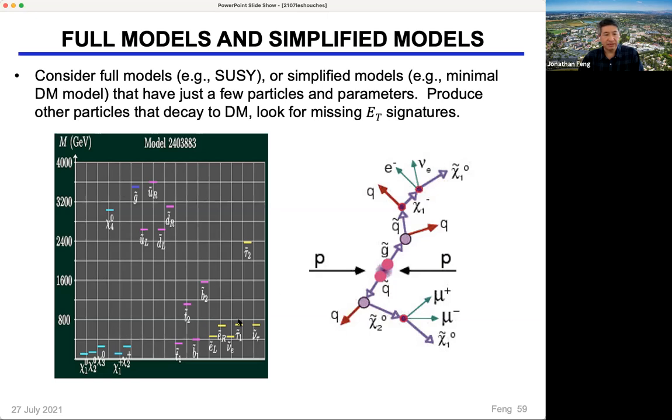You could do this with these big full supersymmetric models. You can do them with simplified models where you basically say, look, this is just all this baggage for nothing. All I really want is dark matter and something to decay to it. And so you can do that, for example, in minimal dark matter models, where you just pull away all the garbage and just leave the bare essentials, have a few parameters, and plot search limits in those parameter spaces.